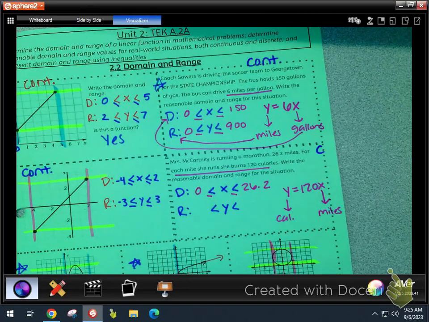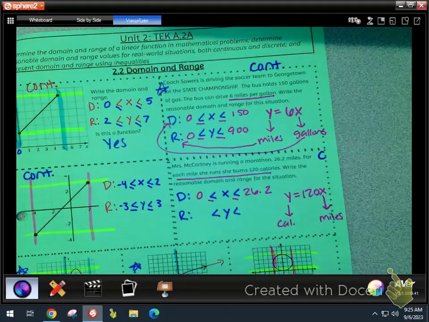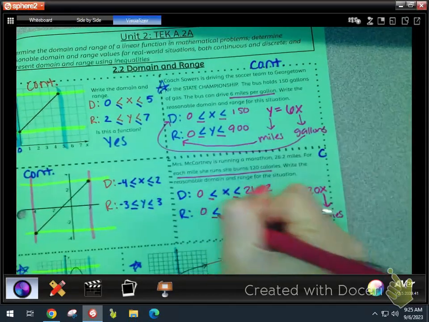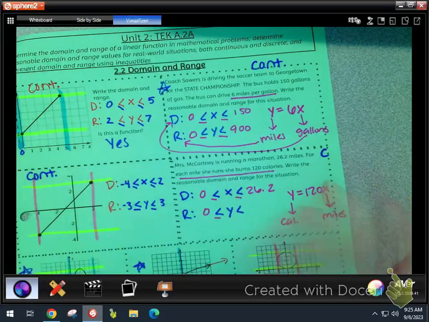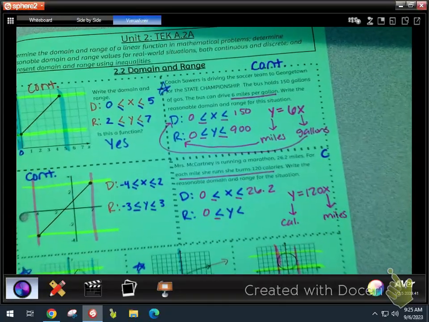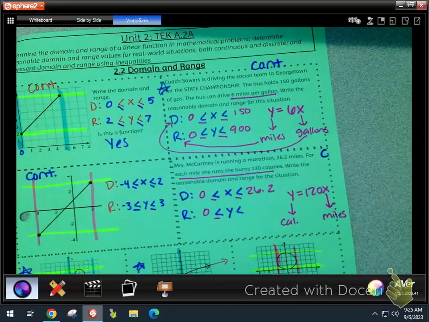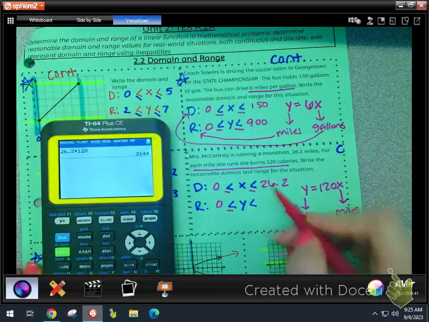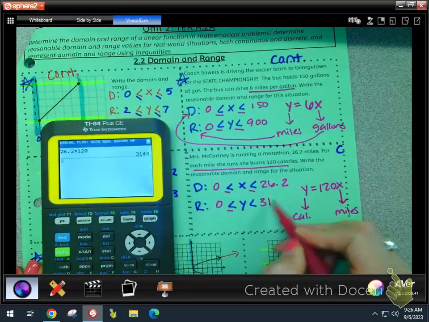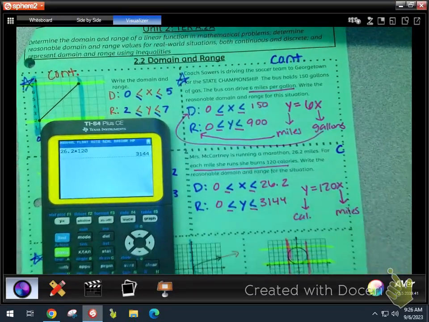Okay? Now, calories. In these problems, you kind of want the domain first because that's going to help you figure out what numbers go here. If I ran 0 miles, then how many calories would I burn? 0. So your range is going to be dependent. It's your dependent variable on what that number is, your independent. If I ran 26.2, 314. Where'd you get that? I multiplied 26.2 times 120. So the most calories, 3,144. And again, we can do exactly those.